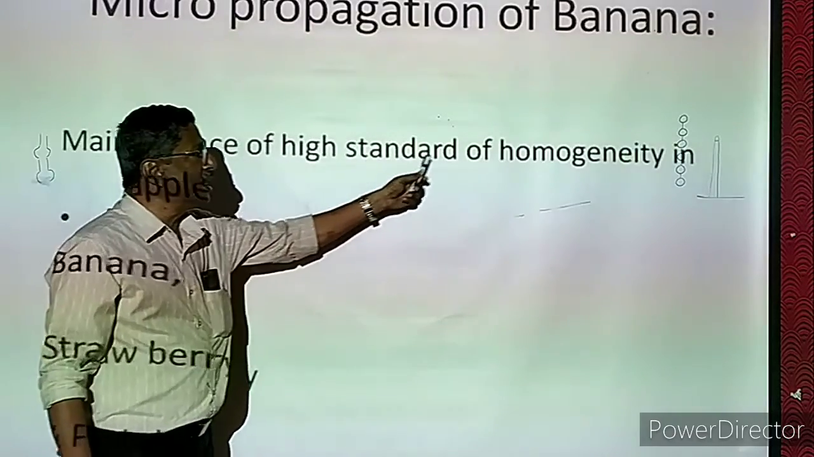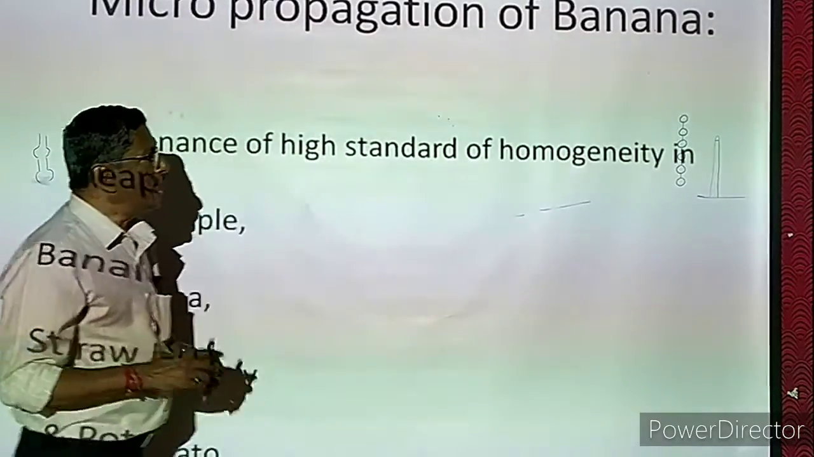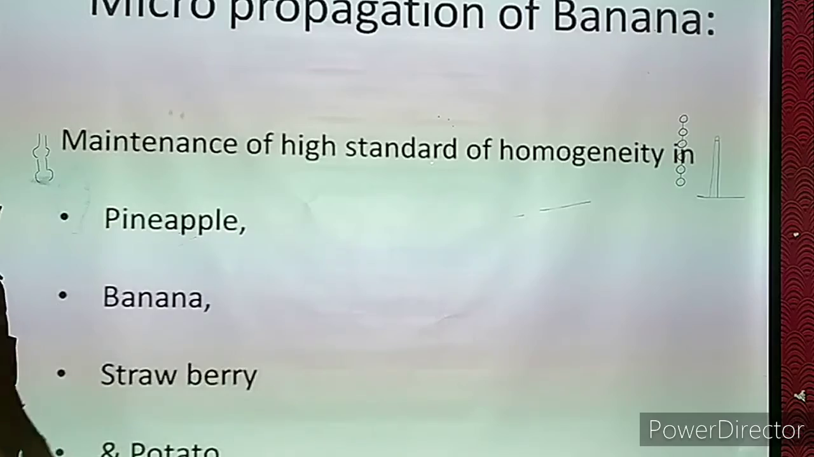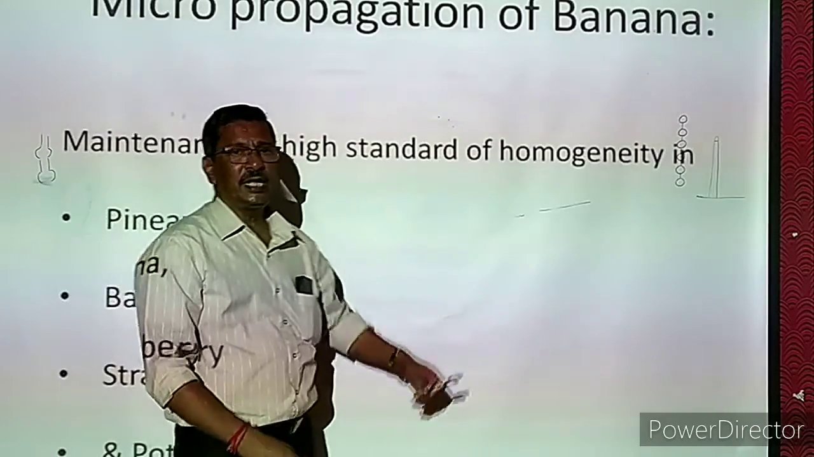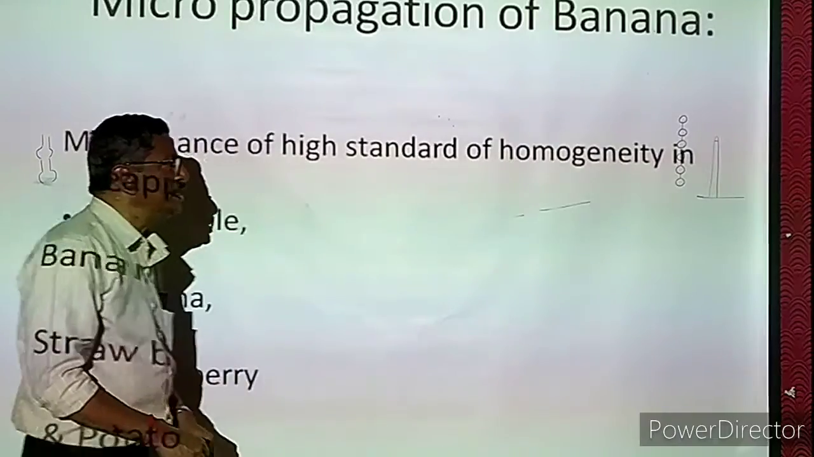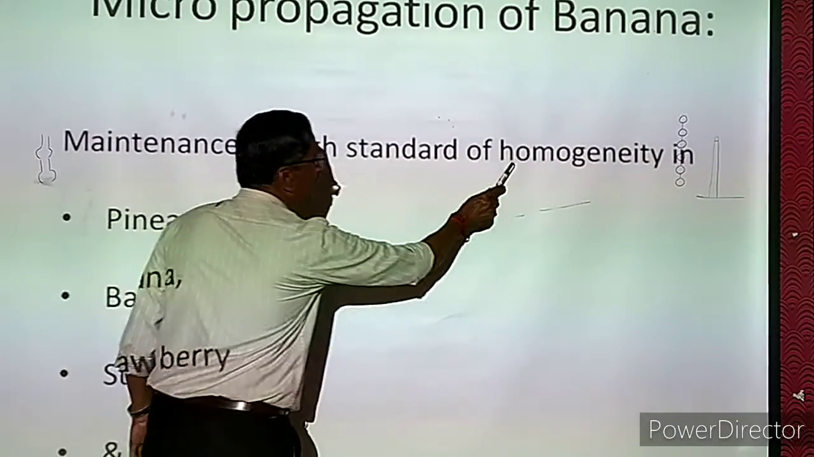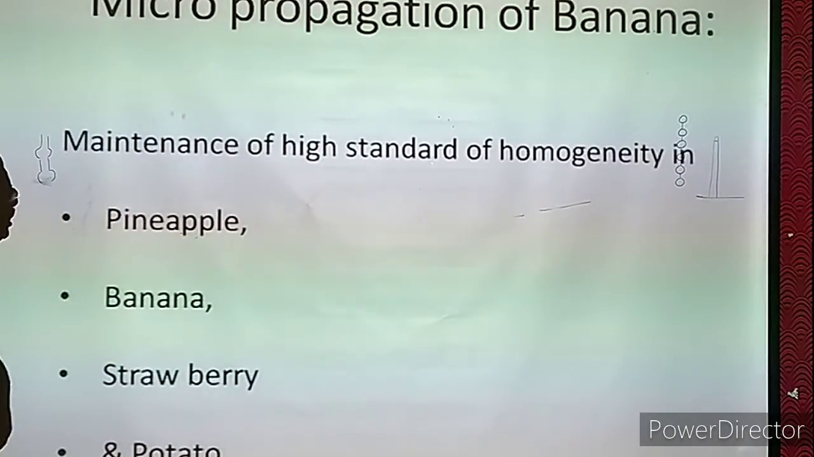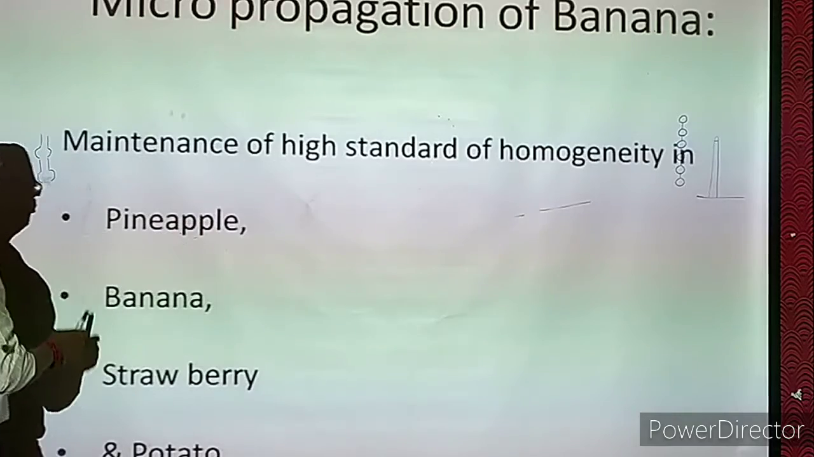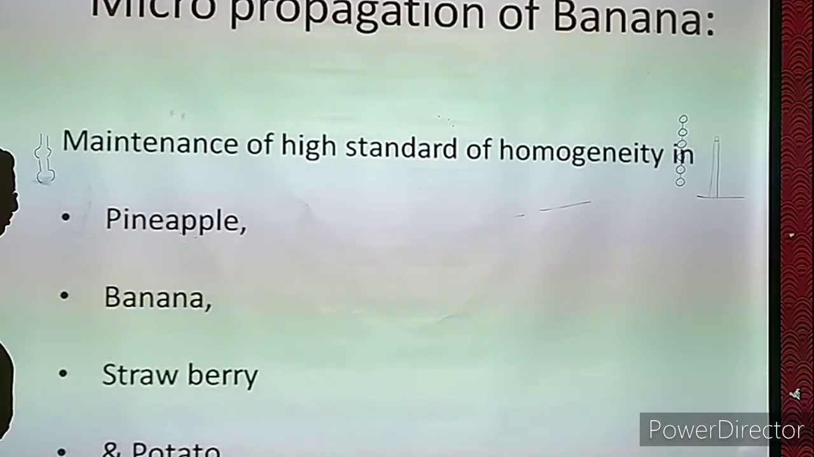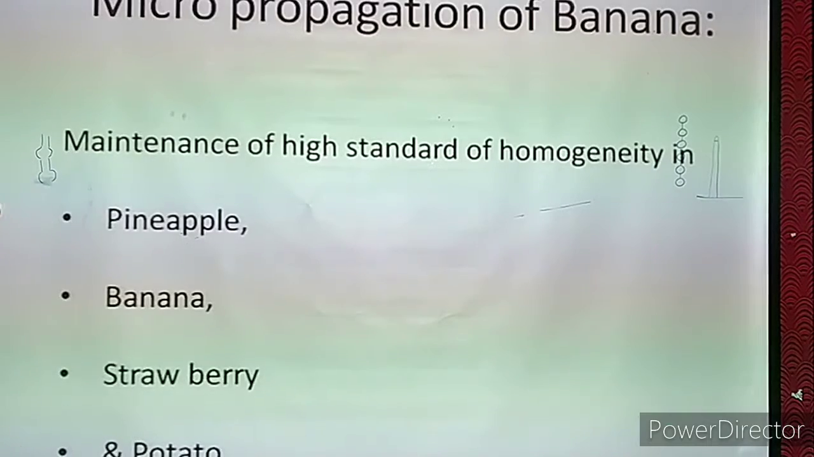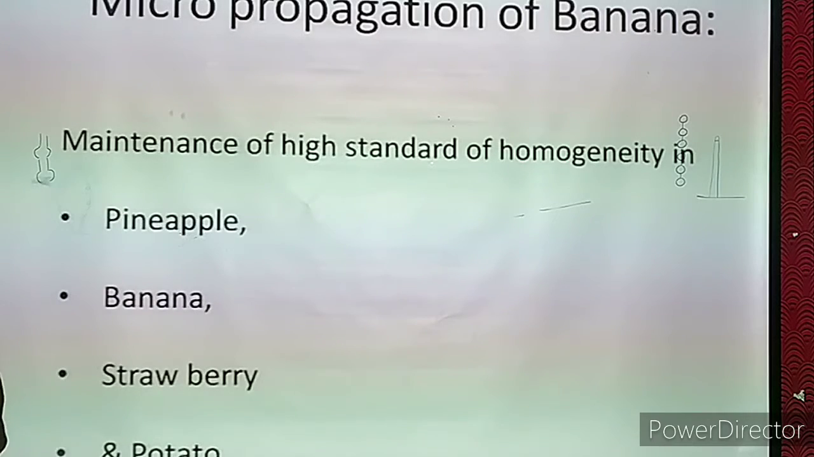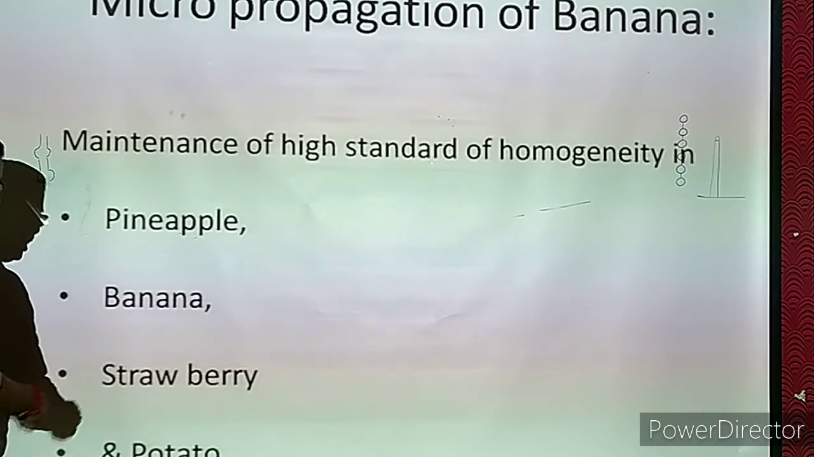Maintenance of high standard of homogeneity. Now the quality of the banana will be high standard, the highest quality we can say. And also homogeneity in the field, the same variety of plants will be formed. That is called homogeneity, genetically similar plants. If one plant is having high standard, all the plants present in the field will be high standard. So maintenance of high standard of homogeneity in pineapple, banana, strawberry and potato. All these are food products, plants for us. So we can maintain the high quality of pineapple, banana, strawberry and potato.